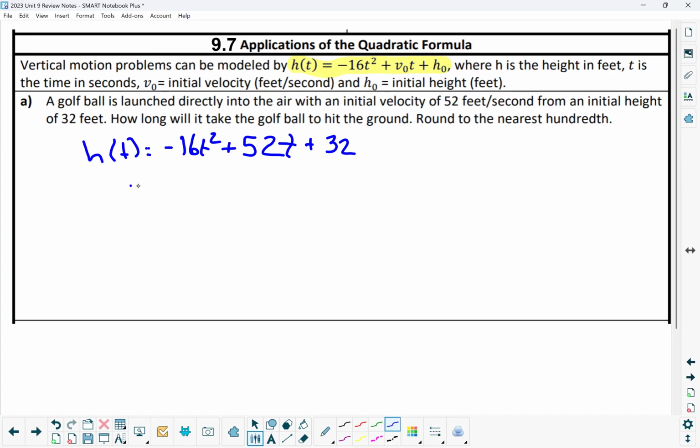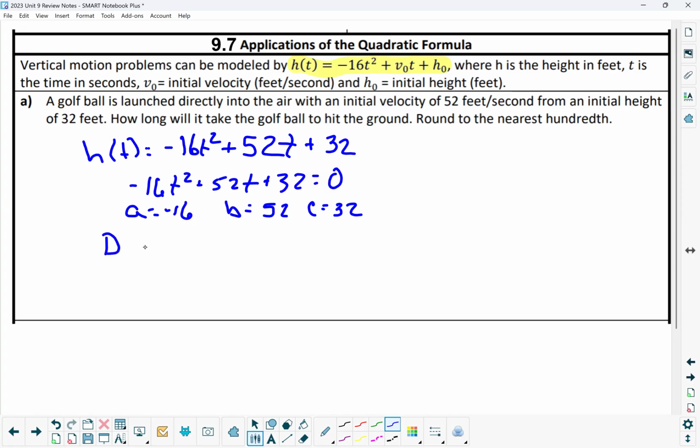Well, for it to hit the ground, the height has to be 0. So our equation equals 0. And we can use the quadratic formula. Take A, take B, take C. A is negative 16, B is 52, C is 32.